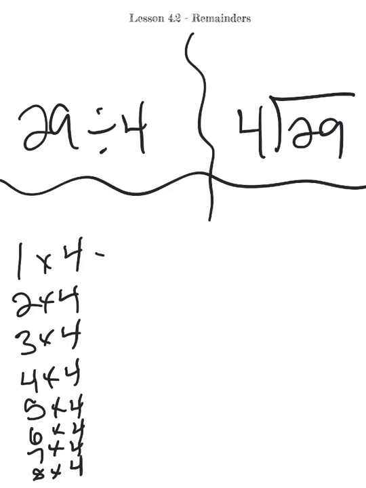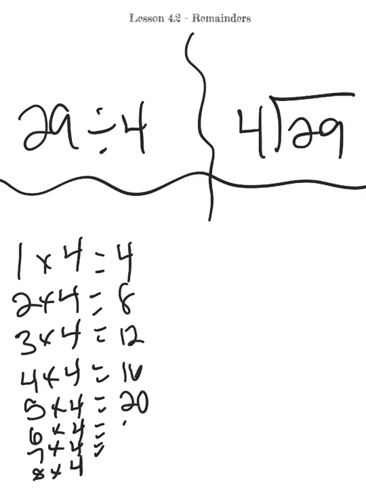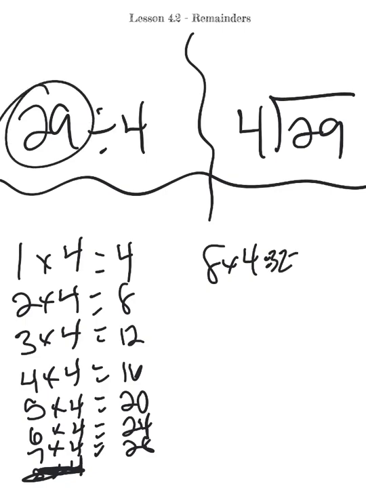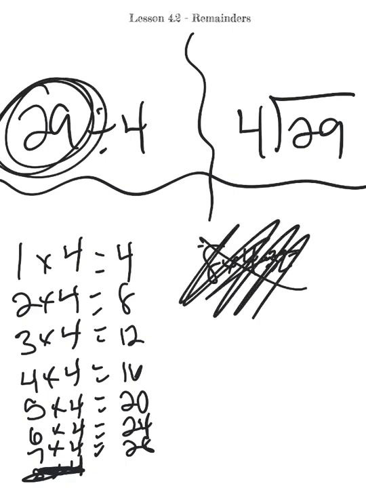All right, so now let's just go ahead and start doing our factors. 4, 8, 12, 16, 20, 24, 28, and 32. Oh, we can't use 32 because we only have 29 of something. So, sorry, can't use that. But 29 is just right above 28.